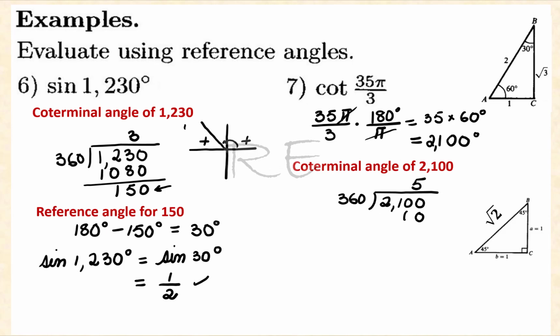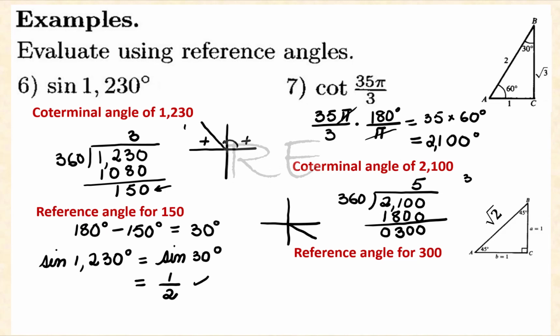Now for the coterminal angle, we're going to divide 2,100 by 360. It goes evenly into it 5 times. So the remainder is the coterminal angle, 300. We need a reference angle for 300. 300 degrees is a fourth quadrant angle. So the reference angle is 360, a full rotation, minus 300 degrees. So the reference angle is 60 degrees.